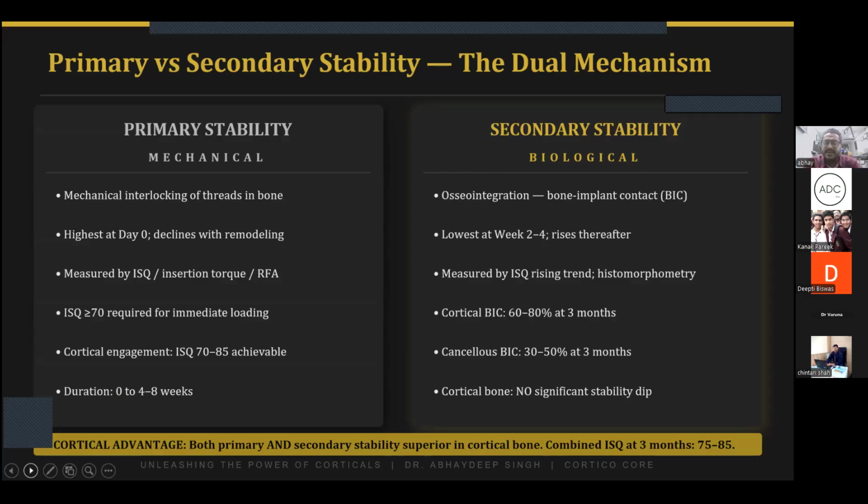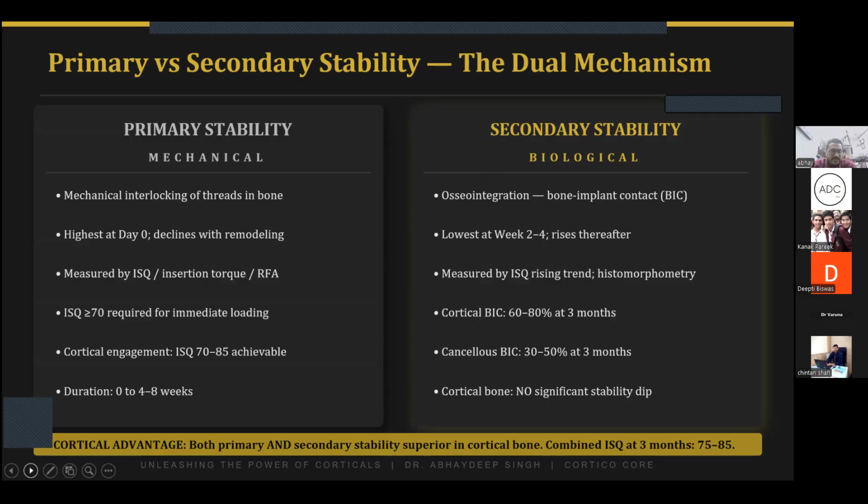So secondary stability is dependent upon osseointegration and osseoadaptation, and it depends upon bone implant contact. If the primary stability is the highest on day 1, obviously the secondary stability is lowest at the initial period, because the bone resorption is occurring. Ultimately, bone formation will occur, and then secondary stability will come.